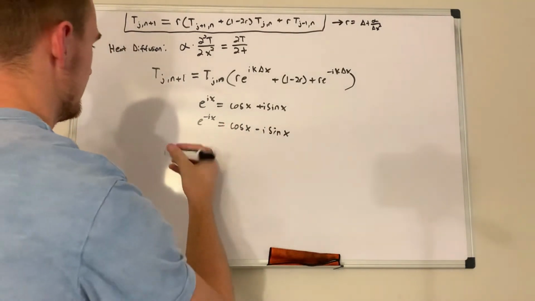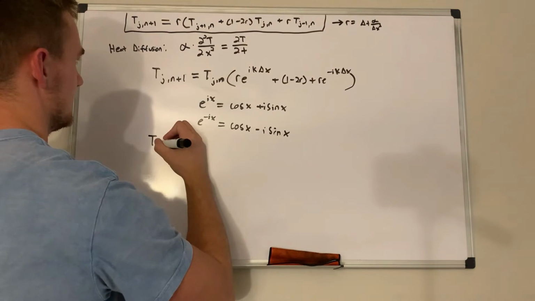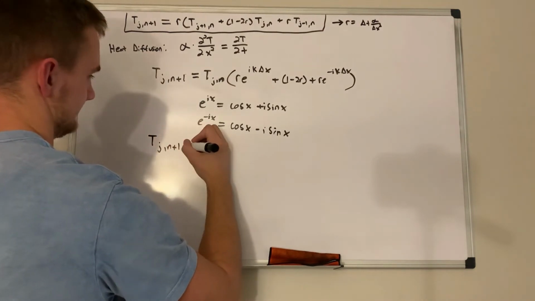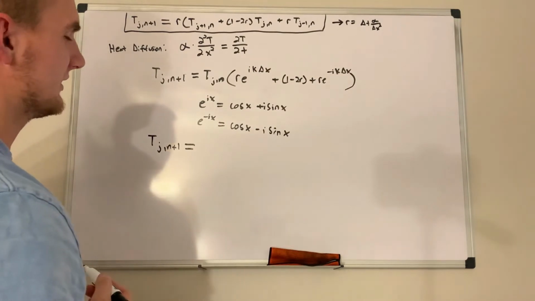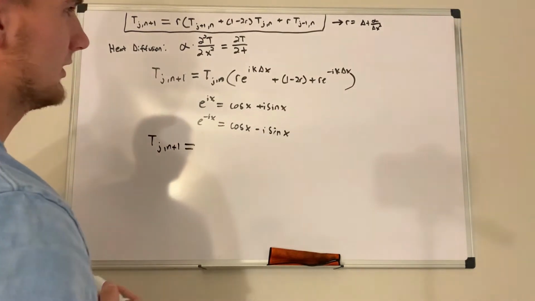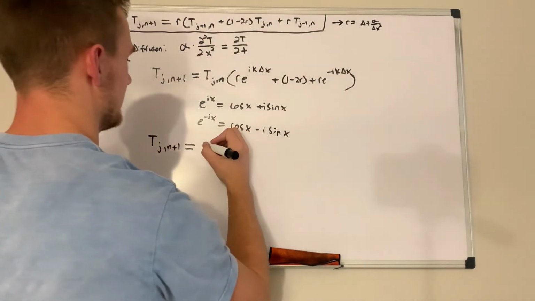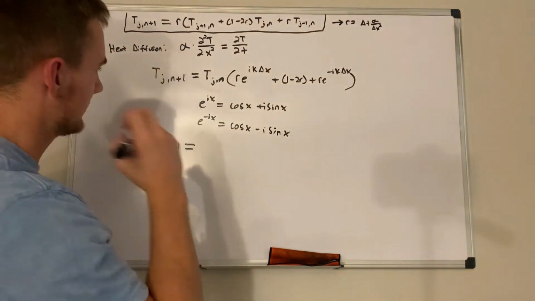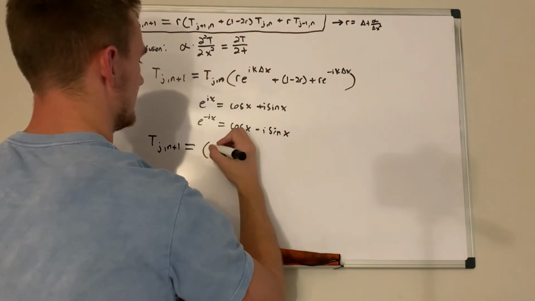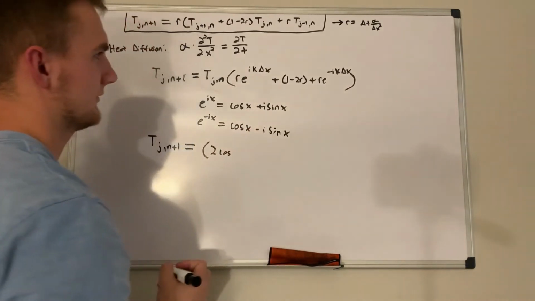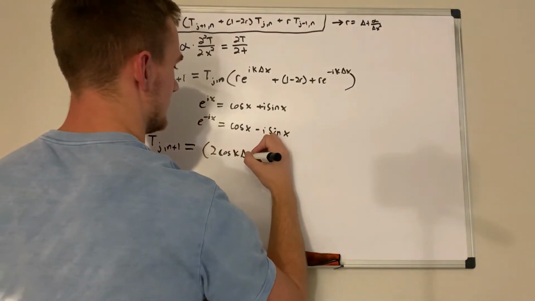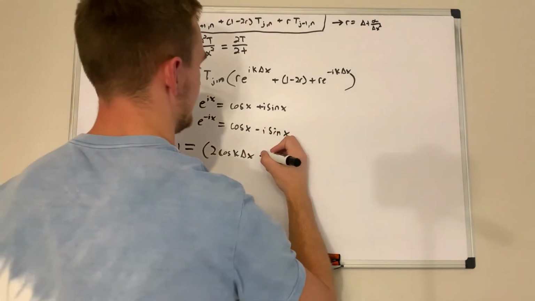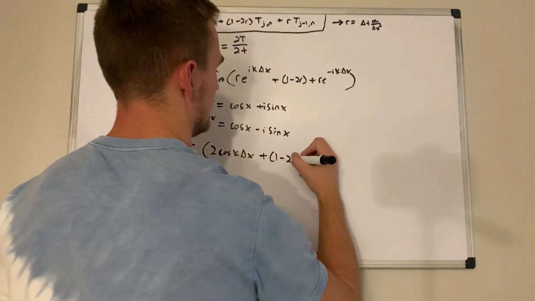Okay, so now we can go ahead and plug this in. So we have Tj at n plus 1 is equal to, well, if we add both of these together, we will have two cosines. So we will have 2 cosine of k delta x, and then adding plus 1 minus 2r.